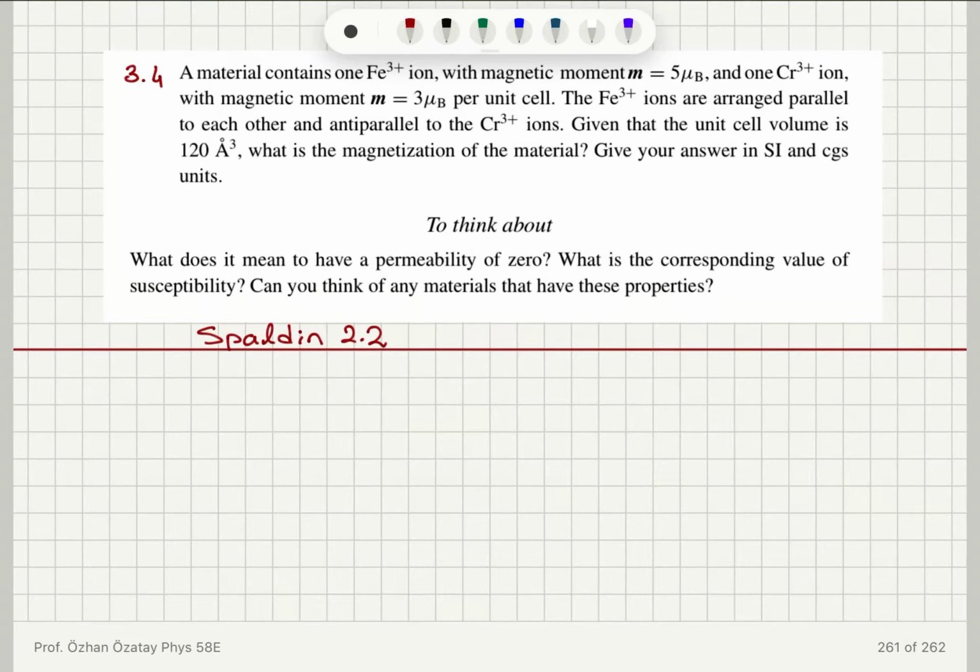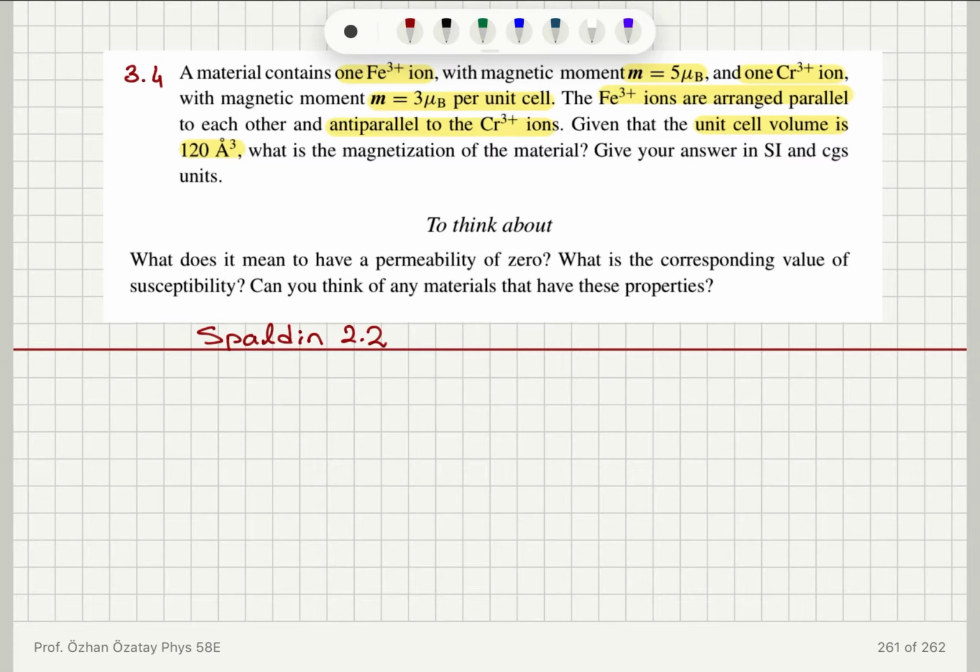A material contains one iron 3+ ion with magnetic moment 5 Bohr magnetons and one chromium 3+ ion with magnetic moment 3 Bohr magnetons per unit cell. The iron 3+ ions are arranged parallel to each other and anti-parallel to the chromium 3+ ions. Given that the unit cell volume is 120 angstrom cubed, what is the magnetization of the material? Give your answer in SI and CGS.